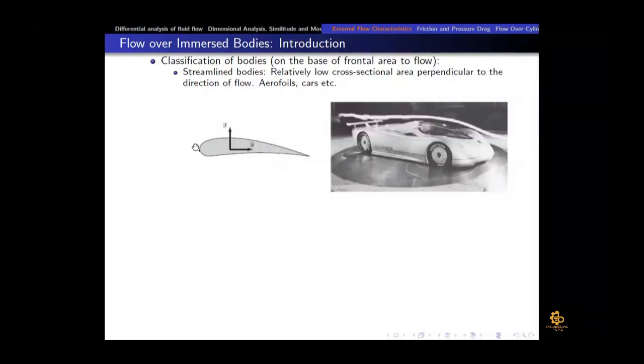This is also a streamlined body, and the frontal area is very small compared to the total surface area. The surface area is very large for this, but the frontal area is very small. Similarly for this car, the frontal area on which the air is going to strike is quite small because it is a streamlined body, and the surface area is quite large because it is quite long.